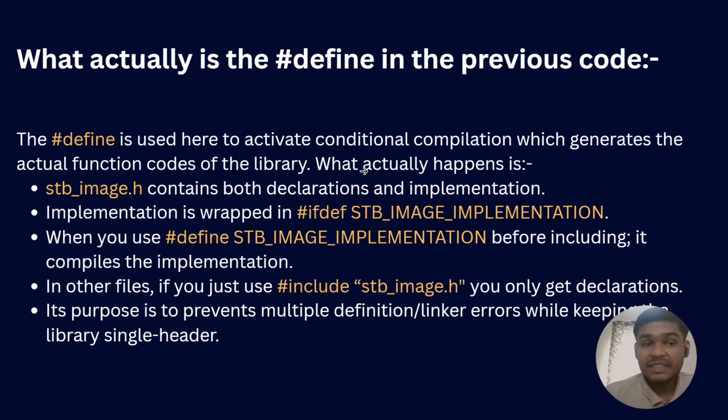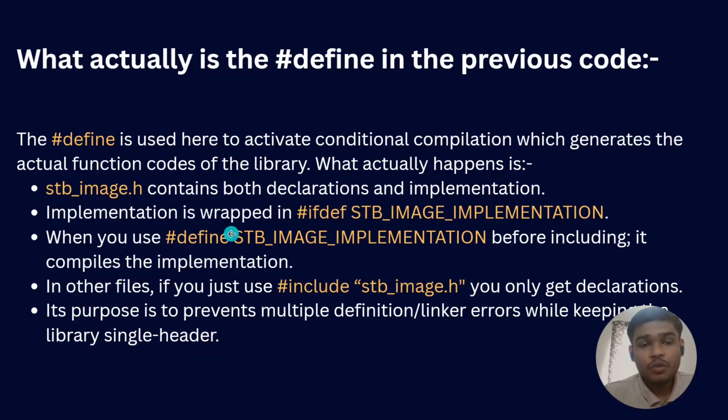So what actually happens is stb_image.h contains both declarations and implementations. Like when we include a header file, it only includes the declarations. But stb_image is a bit special. It also has the implementations. But the implementation is wrapped in an #ifdef. Like if there is a macro which tells that if this is defined, only then it will compile that, and then the library code will be written.